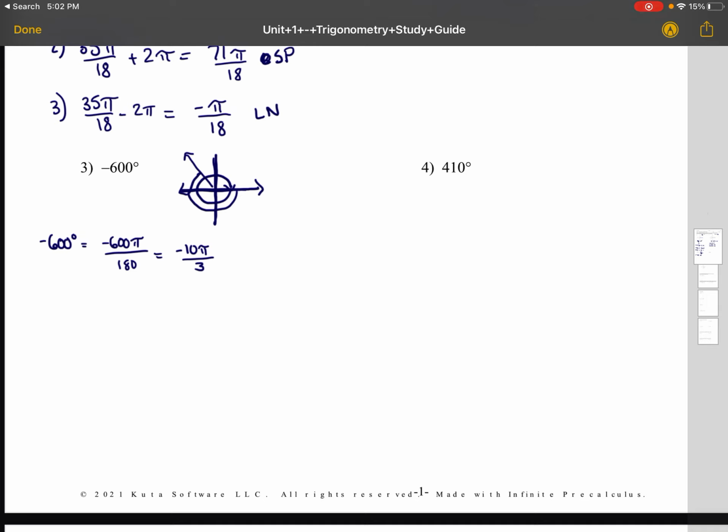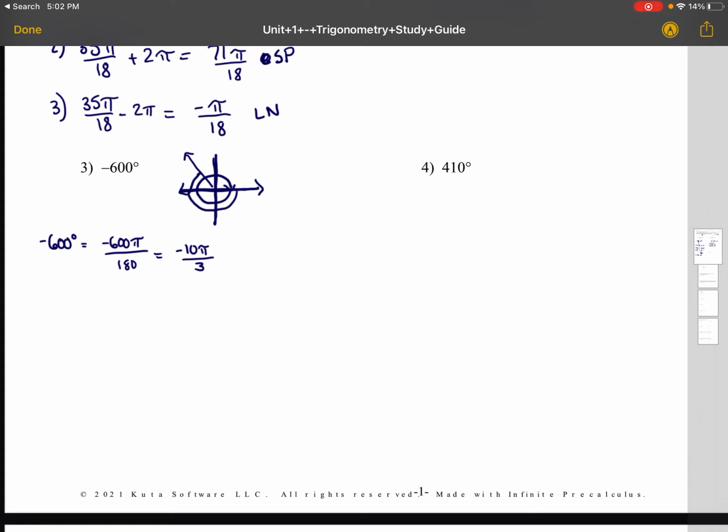All right, so that's the angle in radians. So now the reference angle. Two ways to think about this. Now this angle, the closest quadrantal angle is 540 degrees, or negative 540, which is 3 pi.